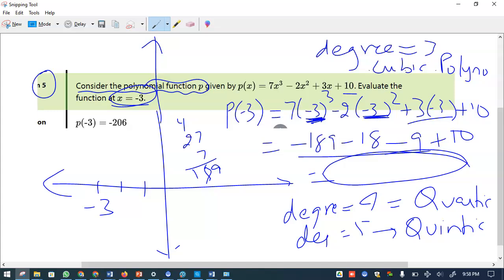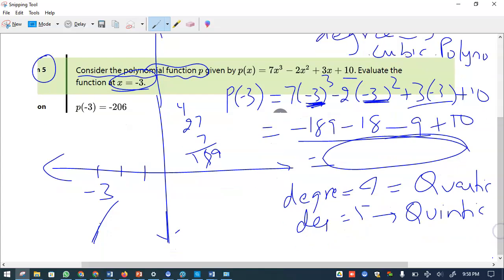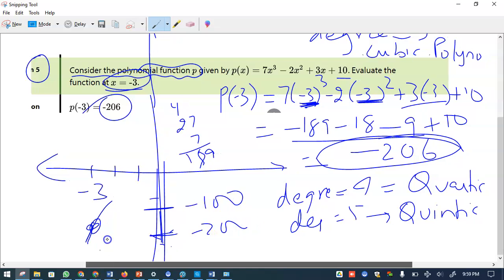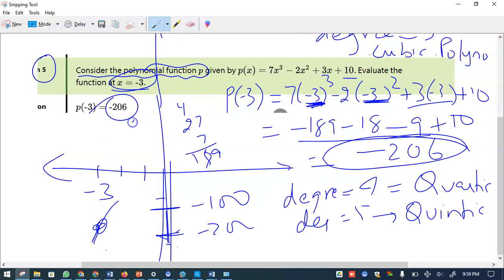So somewhere here, the graph goes down. Maybe somewhere here, you can figure that out yourself. The answer I have on purpose given is minus 206. Check it out. If this is a number line, maybe this is minus 100, maybe this is minus 200, and somewhere here maybe the graph is going up, something like this. Okay.